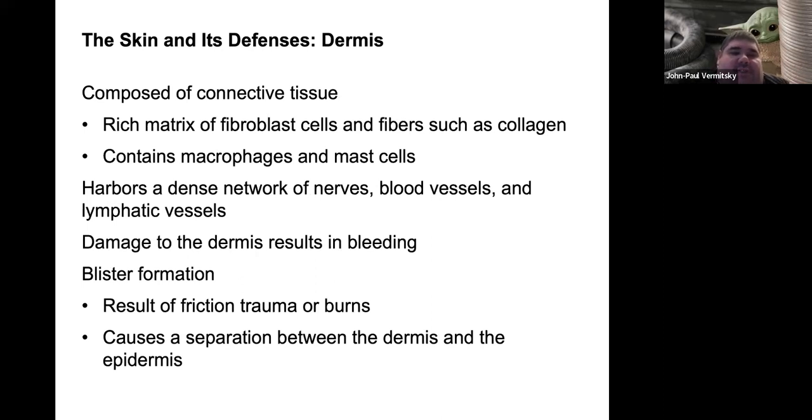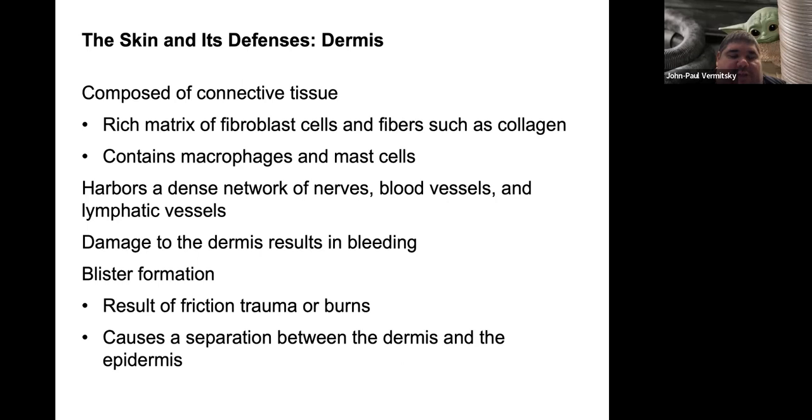Now, the dermis, this is composed of connective tissue. It's a rich matrix of fibroblast cells and fibers such as collagen. You will have some macrophages and mast cells, so you will have the presence of some immune cells. The dermis will also harbor a dense network of nerves, blood vessels, and lymphatic vessels. And when you cut or break the skin and you have bleeding, you have passed the epidermis and have entered into the dermis. The epidermis is avascular, so there are no blood vessels in the epidermis, but there are definitely blood vessels in the dermis.